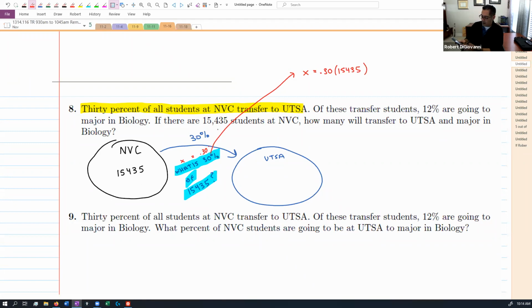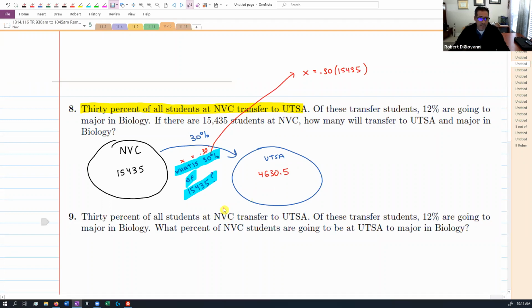So I'm going to do that on my calculator. 0.3 times 15,435. Now, my answer is 4,630.5. So it looks like half of a person went to UTSA. It's okay. We'll just leave it as a decimal. This is like an approximation.